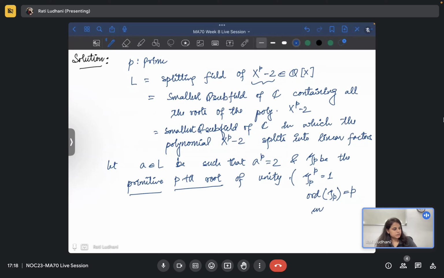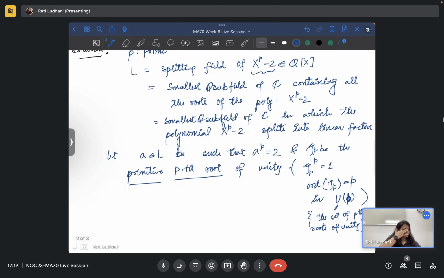That means in the unity set, this notation denotes the set of pth roots of unity, which is of course a subset of C. So it can generate all the roots of unity. Okay, so this is the case.